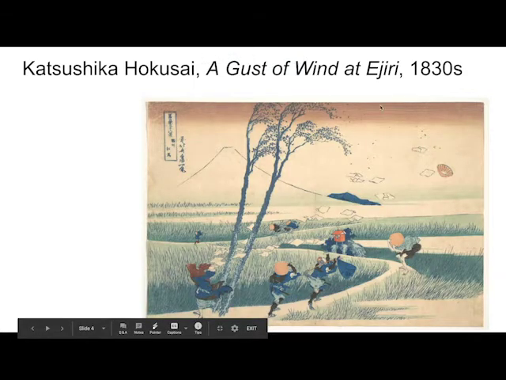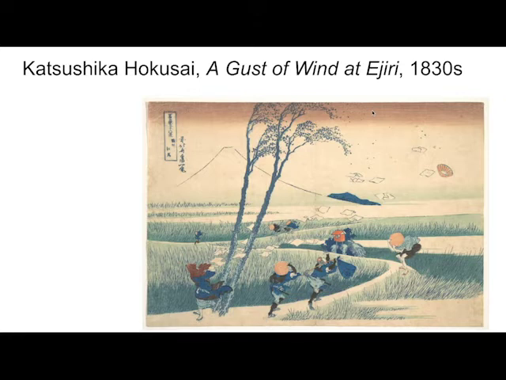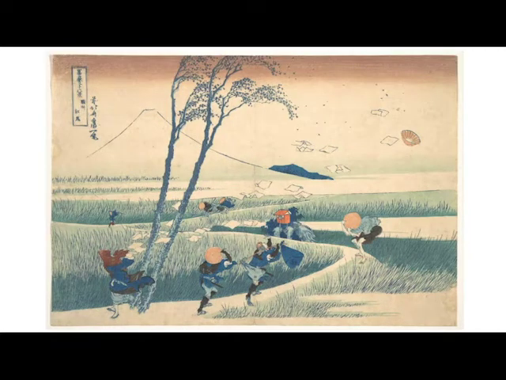So let's look at some artists who capture wind in their artwork. This is a Japanese artist. His name is Hokusai, and this is his artwork called A Gust of Wind at Ijiri. All right, so what do you guys see? Where do you see the wind? Do you see anything moving? What things are moving in this picture?